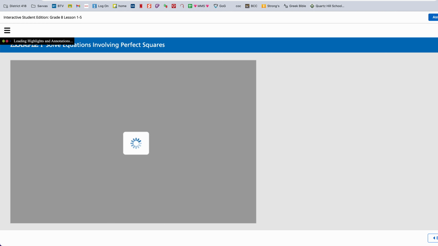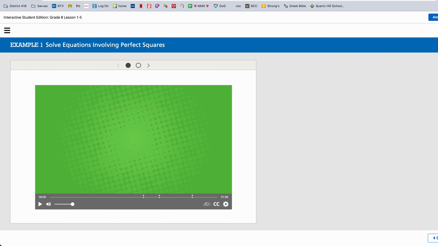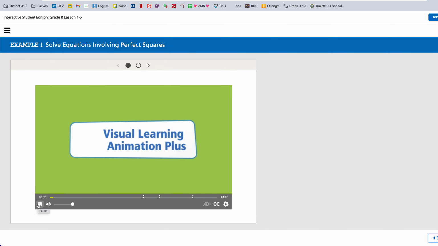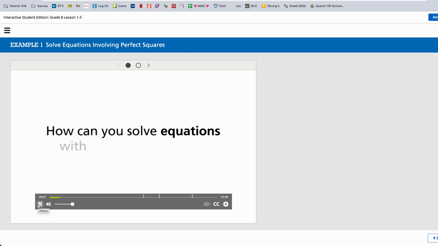Here we go. Oh, look, a video. How can you solve equations with squares and cubes? Think about this question during the lesson.